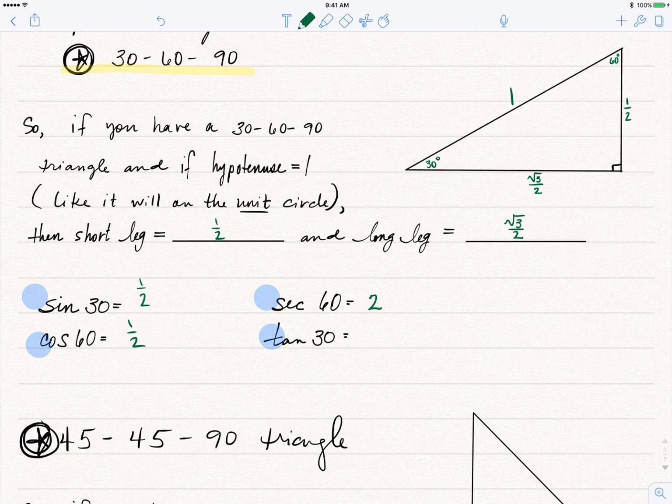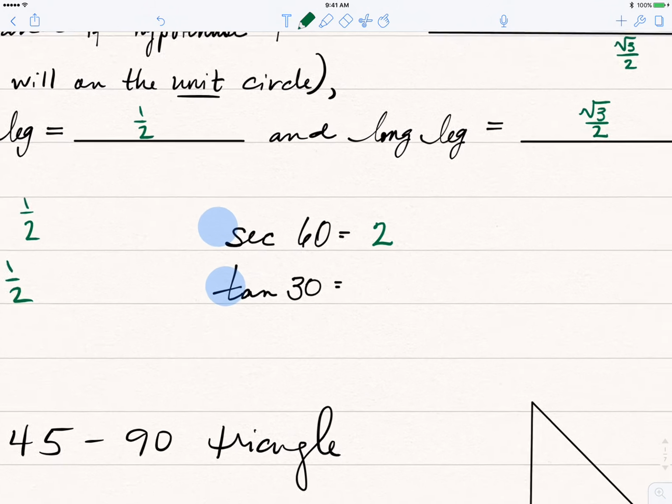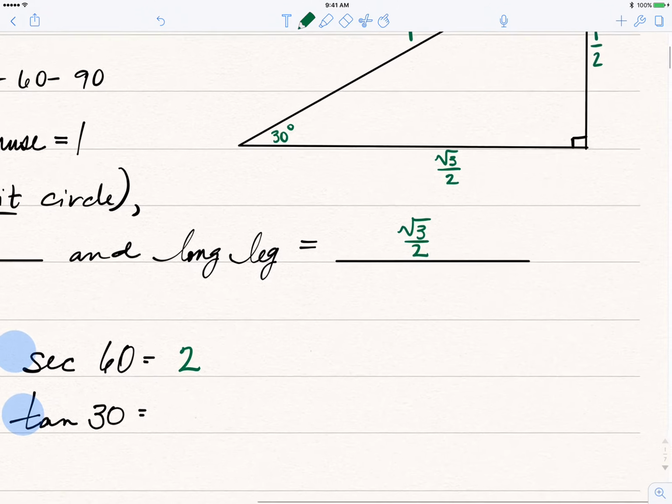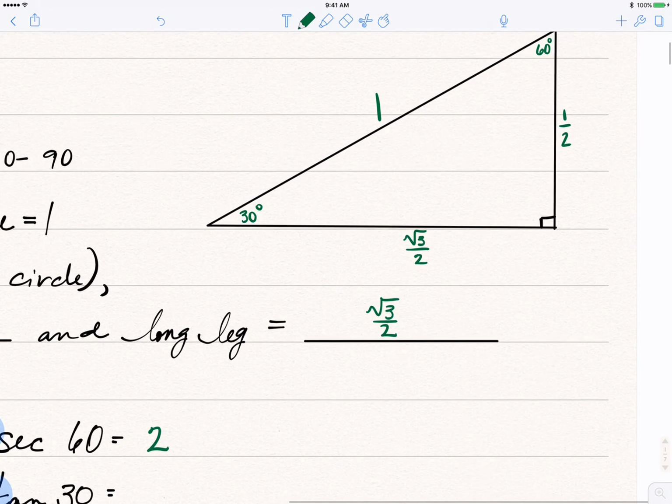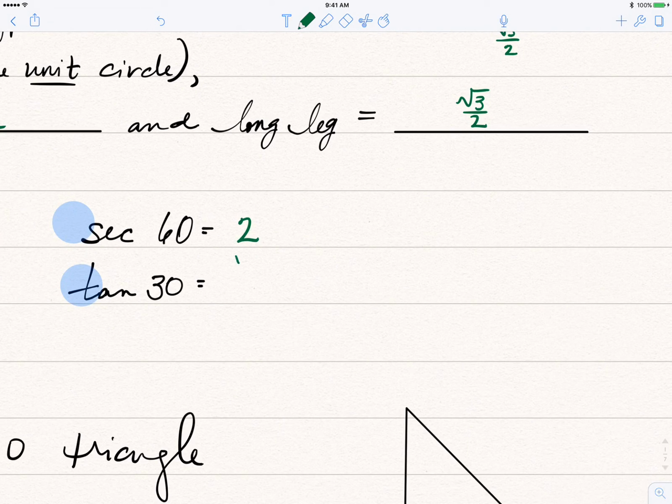The hardest of all 4 of these is to look at the tangent of 30. Remember that SOHCAHTOA says tangent is opposite over adjacent. So I need a little bit more room on this one. My opposite of my 30, now focus on the 30, my opposite of 30 is 1/2. My adjacent is root 3 over 2. You cannot leave it like this. You must simplify your fractions.